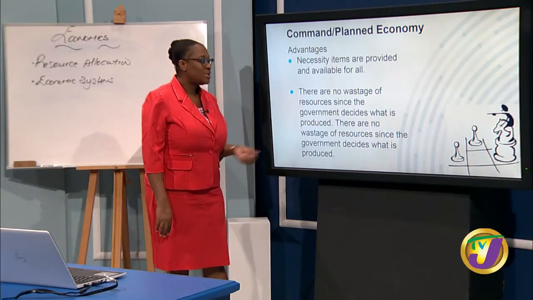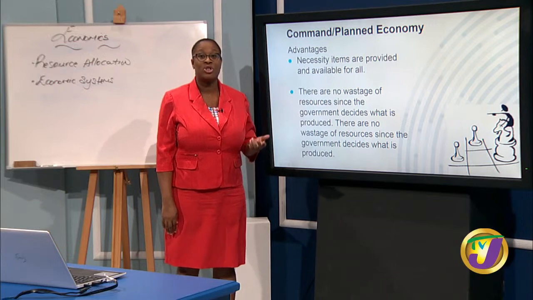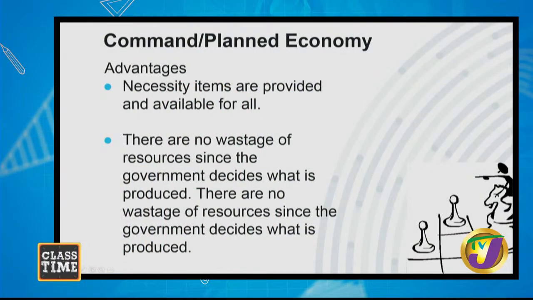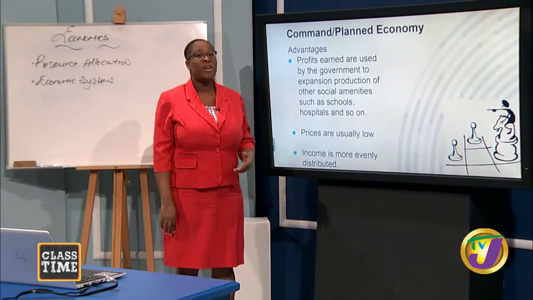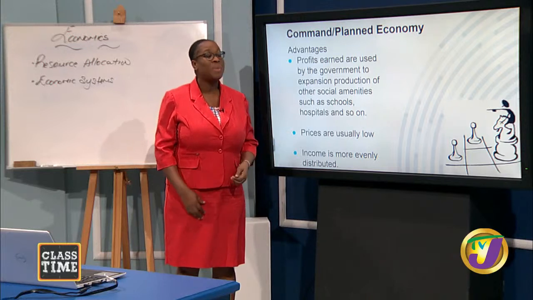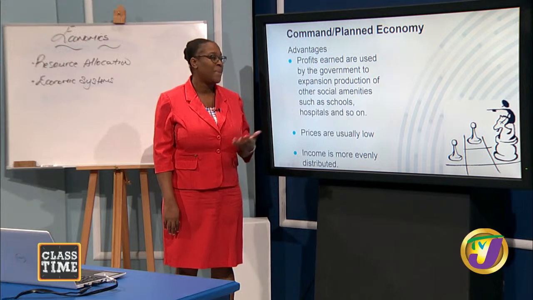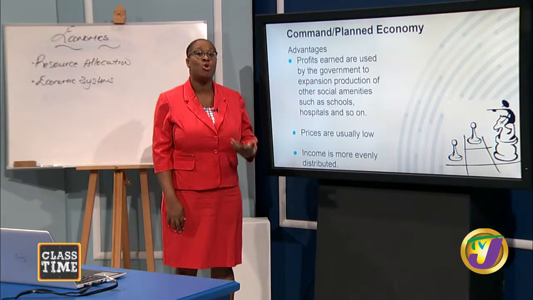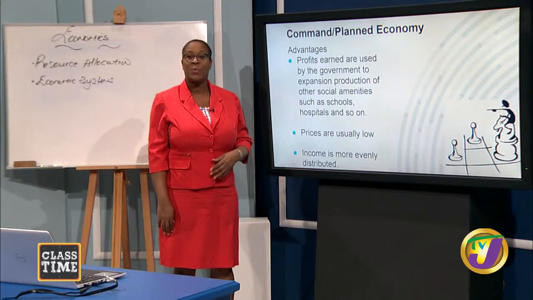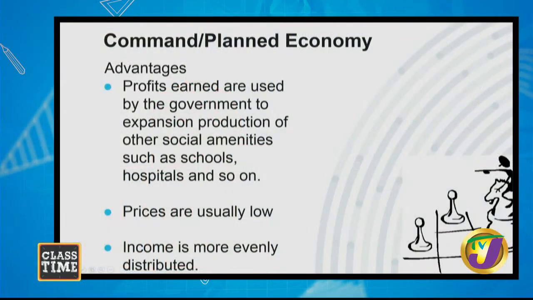All right? What you also find is that there is no wastage of resources since the government decides what is to be produced. So there is no wastage at all under this system. Profits earned are used by the government to expand the production or to provide other social amenities such as schools and hospitals, roads for the society. And what you find again, mentioned again here, is that prices were usually low and income was more evenly distributed.